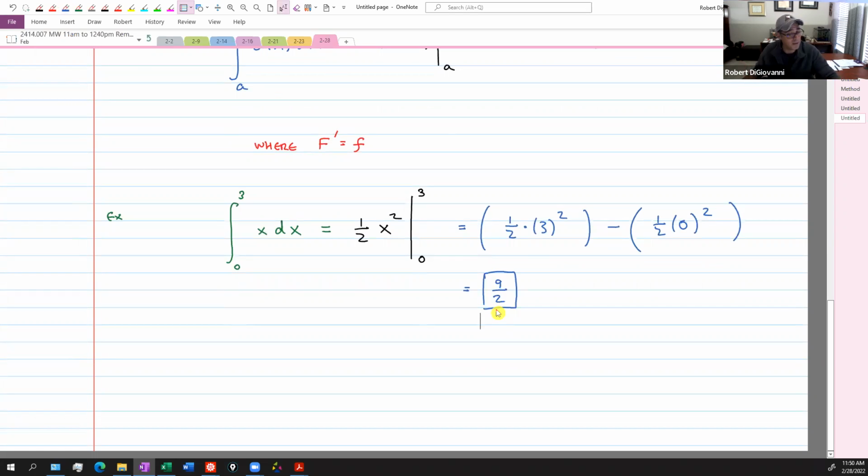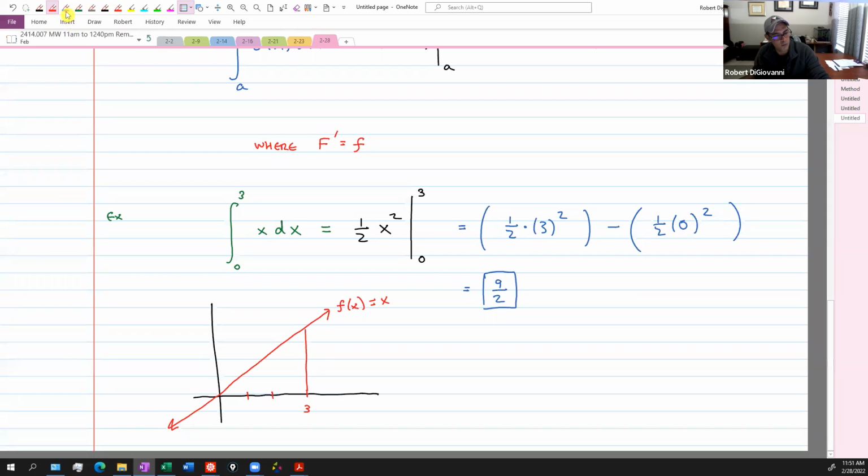Now, if you don't believe that this actually worked, we can verify it geometrically, because this function is very simple. It's the identity function, isn't it? The perfect diagonal line, that's x. That's f of x equals x. And we were looking between 0 and 3. So we were looking for this area in here, right?